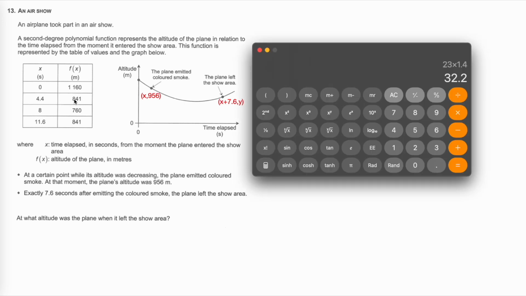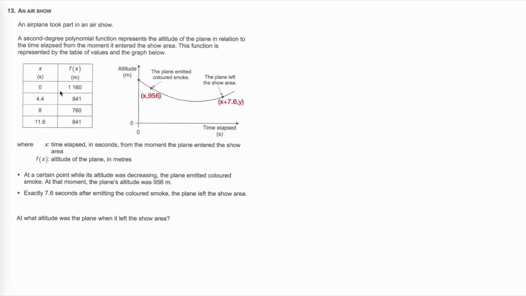We know the vertex because these 2 points have the same y value, right? We know that they're at the same height. We know the vertex is right between 4.4 and 11.6. Take the average of 4.4 and 11.6: 4.4 plus 11.6 is equal to 16, divided by 2 is 8. So we know 8 is the h, and we have the k here, 760. That is our vertex.